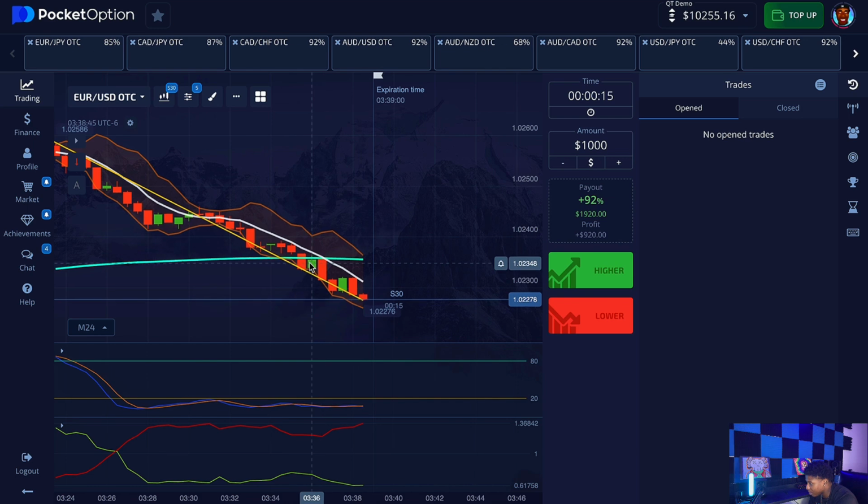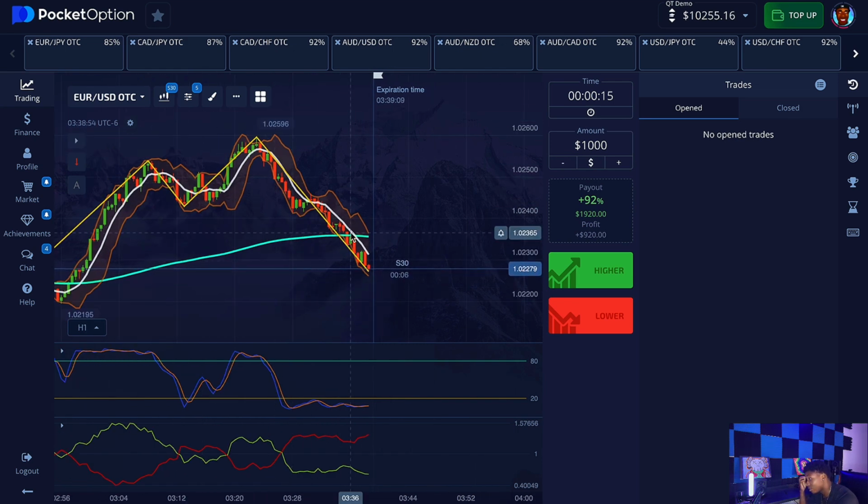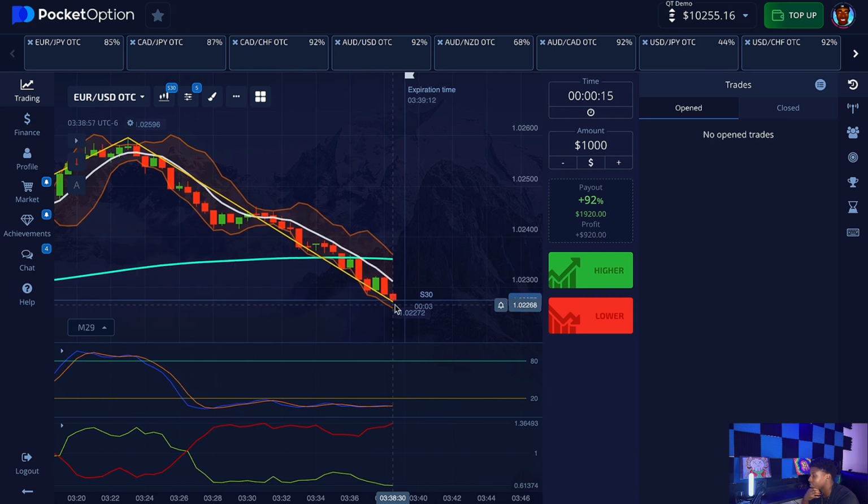As you can see, it did right here, support, and then boom, some more resistance, and then we kind of had a green candle right here, not really, but boom, more resistance. So that's how you could tell if you could keep going with the trend.